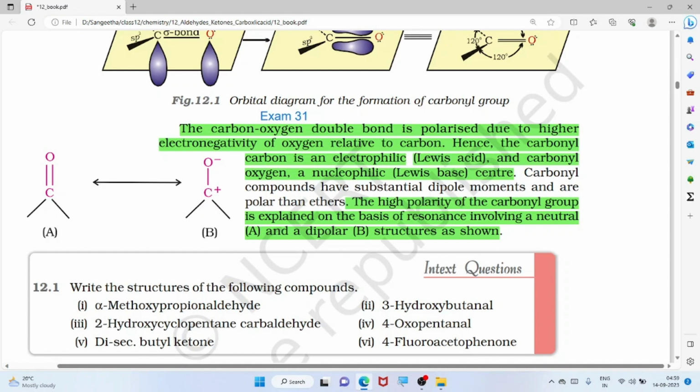This double bond is polarized because of the electronegativity difference between the oxygen and the carbon. Partial negative on oxygen, partial positive on the carbon. So the carbonyl carbon is an electrophile, it loves electrons, and the carbonyl oxygen is a nucleophile, it loves nucleus.